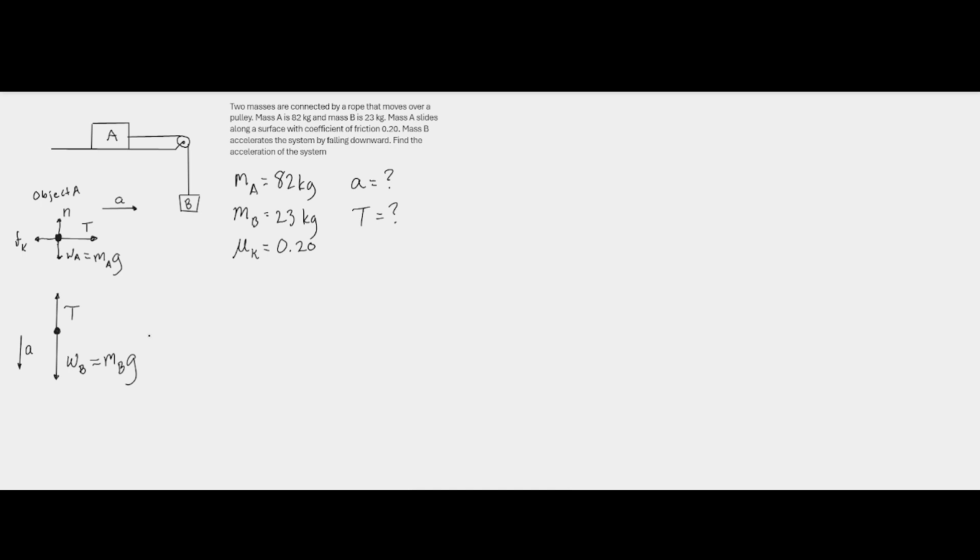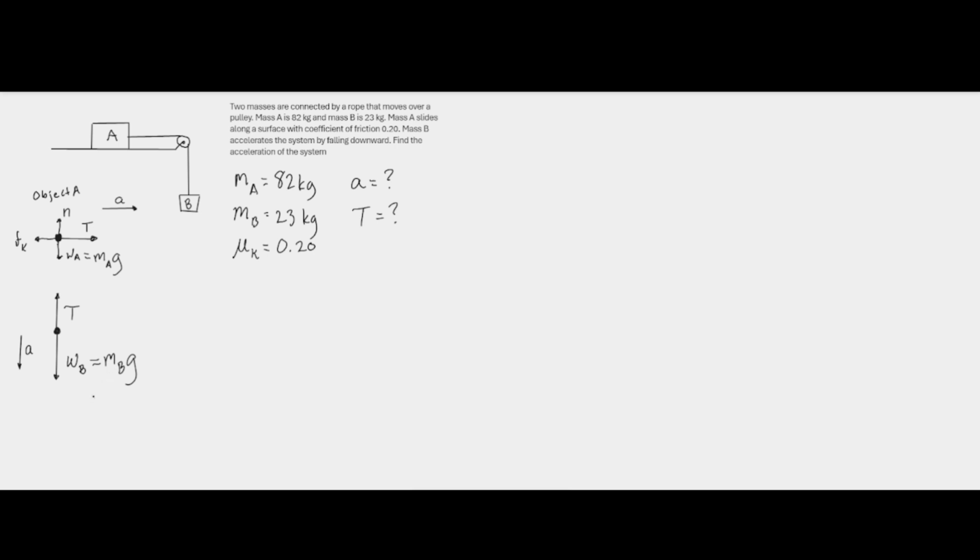We see that the tension force on object A is larger than the force of gravity, so it's going to accelerate to the right. And it's equal to the tension force on object B, but the tension force on object B is less than the weight force on object B, and therefore the weight force is going to cause it to accelerate downward. So those are our two free body diagrams.